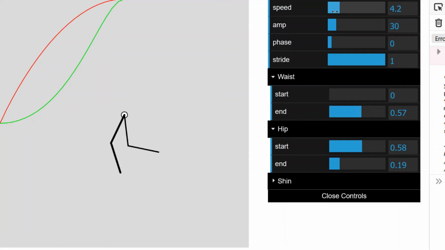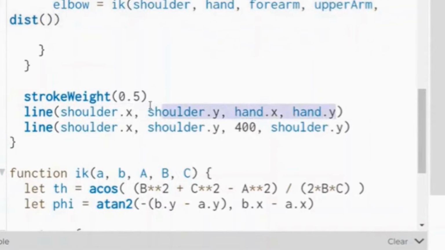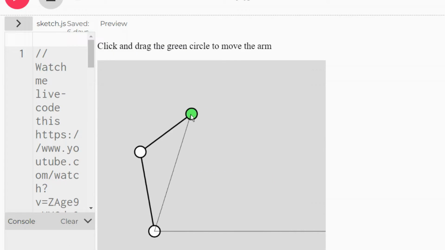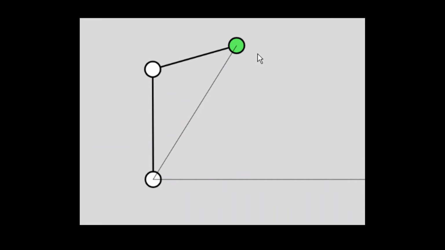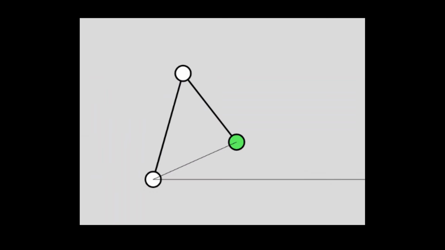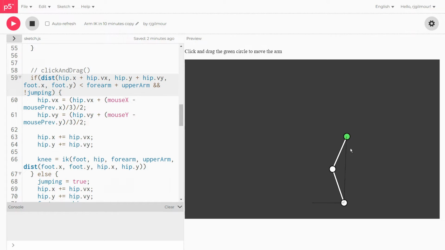So yeah, I pretty much abandoned the idea of using FK to do all this and just went back to inverse kinematics. I went back to the code that I had from the video I did on coding an inverse kinematic arm in 10 minutes. And this function is great, I think, because it doesn't deal with the angles or anything. You just give it the two points and the two leg lengths, and it will figure out the third point. So if you know the position of the hip and the position of the foot, and you know the bone lengths of the upper and lower leg, you input those into this IK function, and it will return the position of the knee.